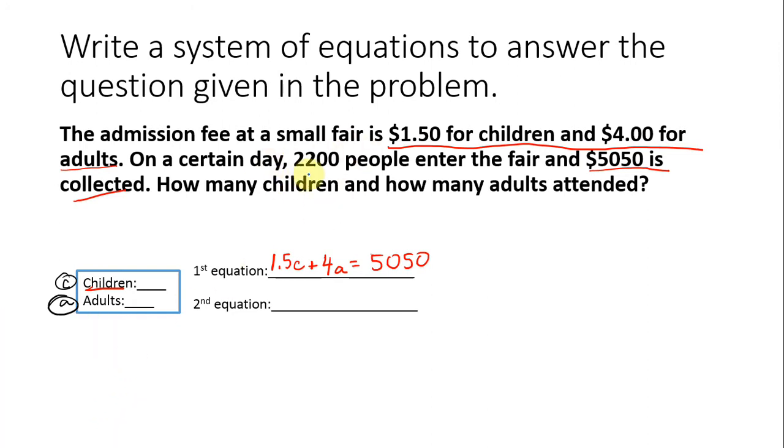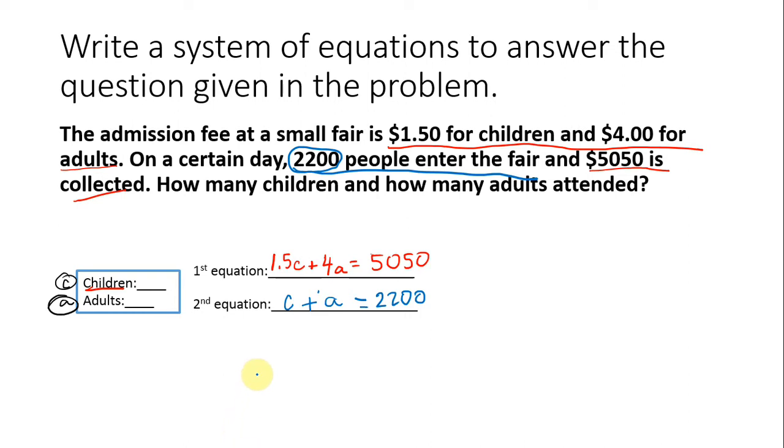For my second equation, I know that 2,200 people entered the fair. So in total, the number of people was 2,200. And I know that I have to use the same variables that I used up here. I need to use A and C, and that makes sense because the only people that can enter the fair are children and adults, so the number of children plus the number of adults needs to equal the total number of people, 2,200, that entered the fair. Those are my two equations.